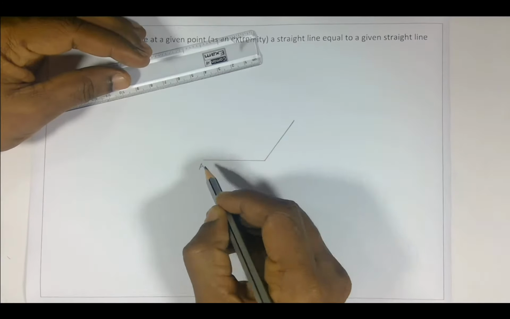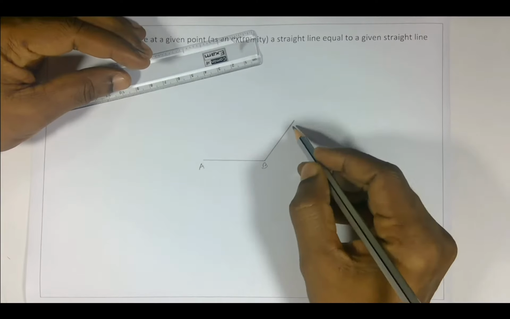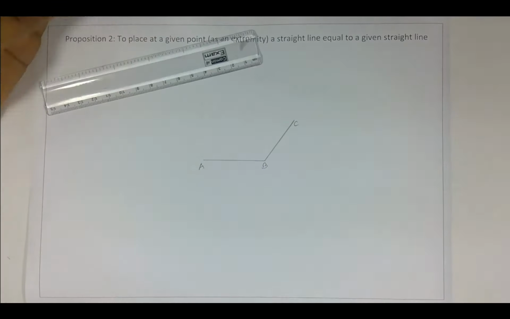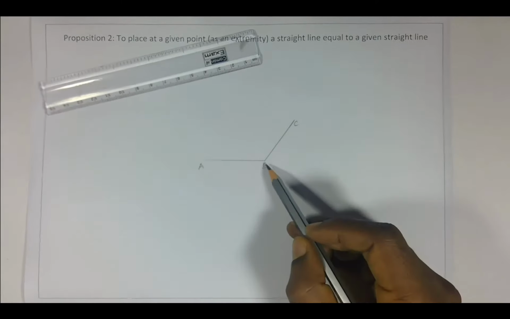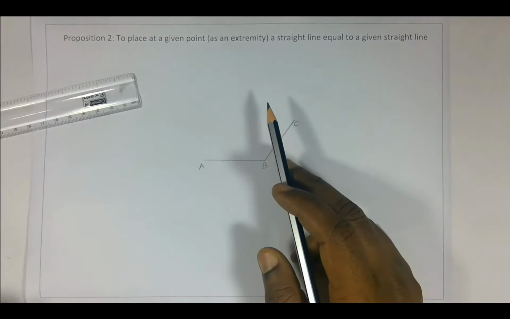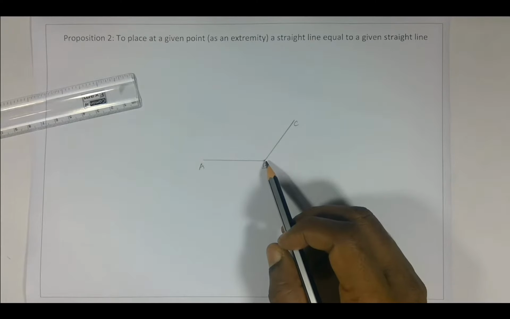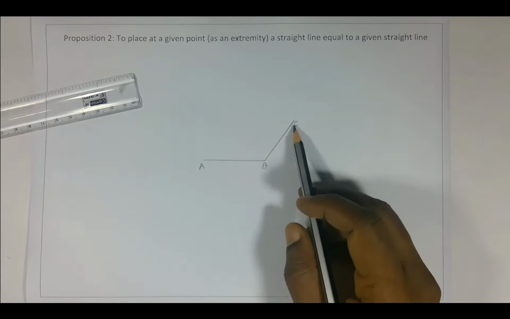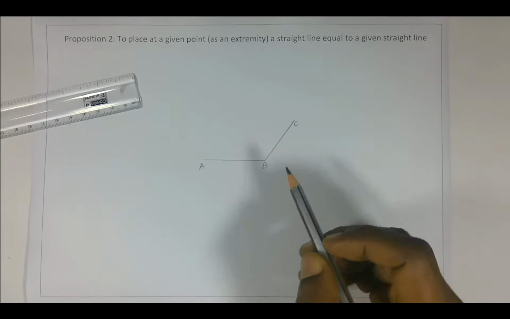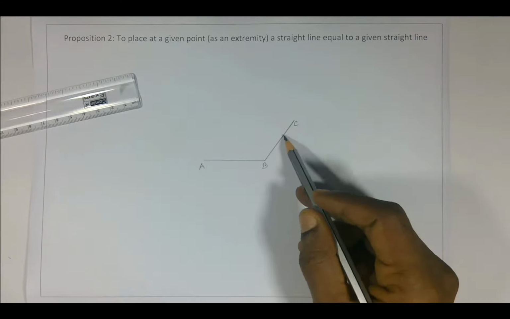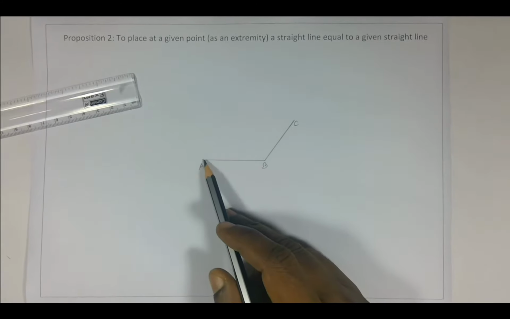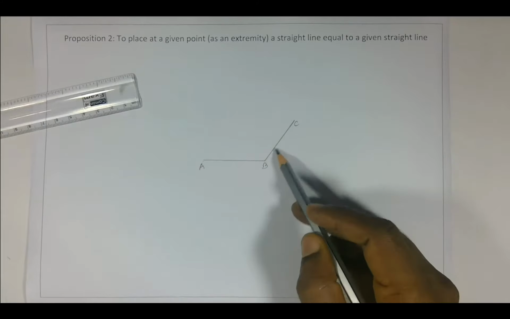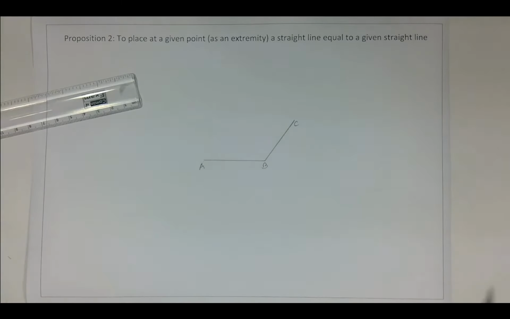So you have AB and on which you have this BC, and this is at the end. At an extremity means at the end. So at the end of a line you have another line, and what we have to do is create a line at this end which is equal to this line. Alright, so let's do it.